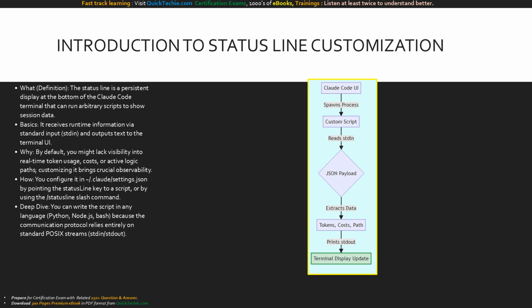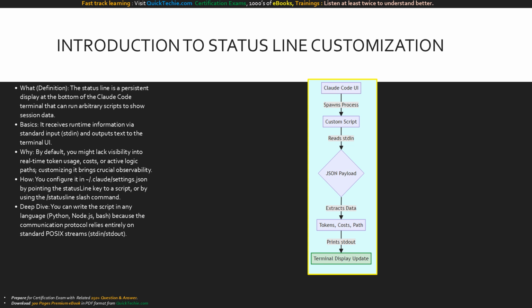How do you set it up? You simply update your /claude/settings.json file or use the built-in /statusline command. In our deep dive, it's fascinating to note that this architecture is language agnostic. Whether you prefer Python, Node.js, or Bash, as long as it handles standard input and output, you can build a highly customized display. Take a look at this flowchart, which illustrates the execution model.